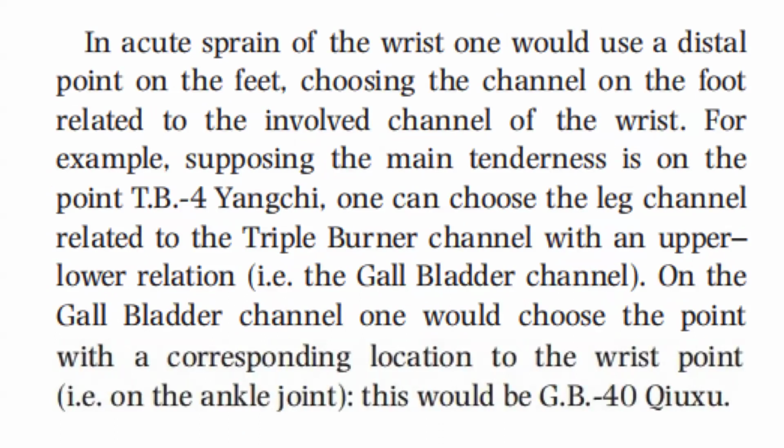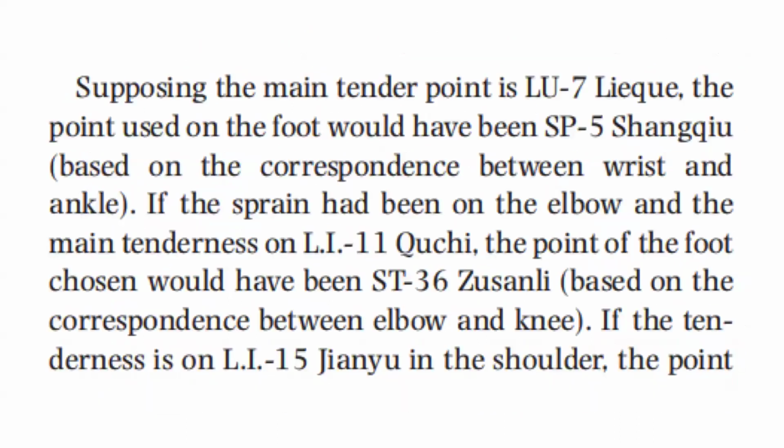For example, supposing the main tenderness is on the point TB4, one can choose the leg channel related to the triple burner channel with an upper-lower relation. Example, the gallbladder channel. On the gallbladder channel, one would choose the point with a corresponding location to the wrist point, for example on the ankle joint. This would be GB40. Supposing the main tender point is lung 7, the point used on the foot would have been spleen 5, based on the correspondence between wrist and ankle.